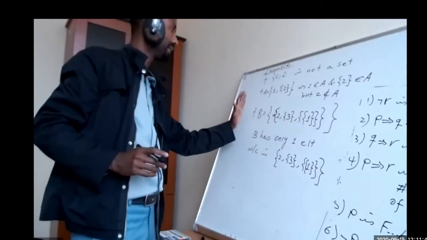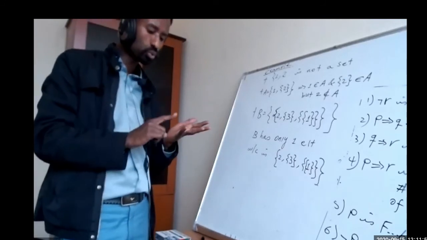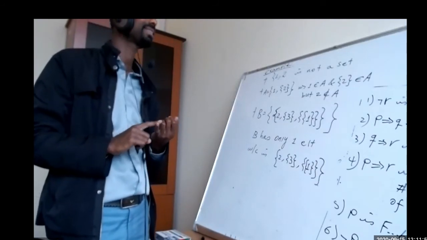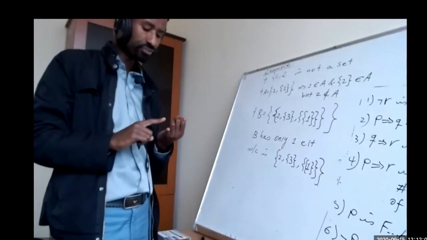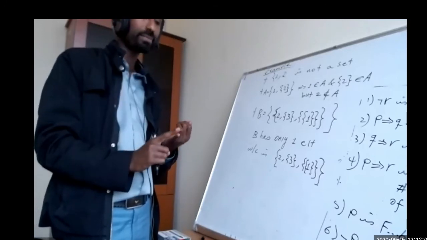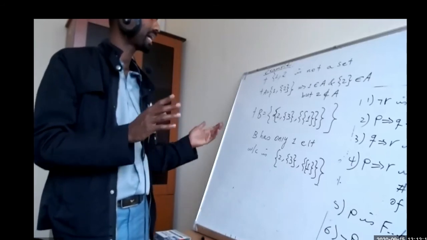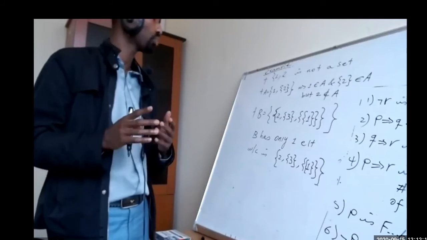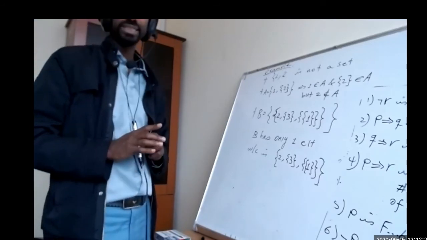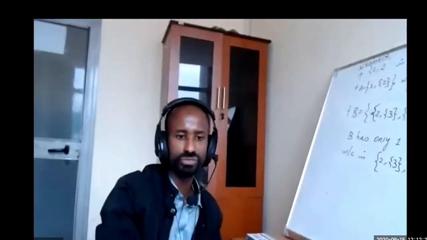So be careful while describing or defining a set. You should have to determine how many elements the given set has, and you should have to list the elements one by one. If it has only one element, you should have to identify which one is the element, and if it has more than one element, you should have to list them one by one. So this is the third example. So this is all about the definition of set.